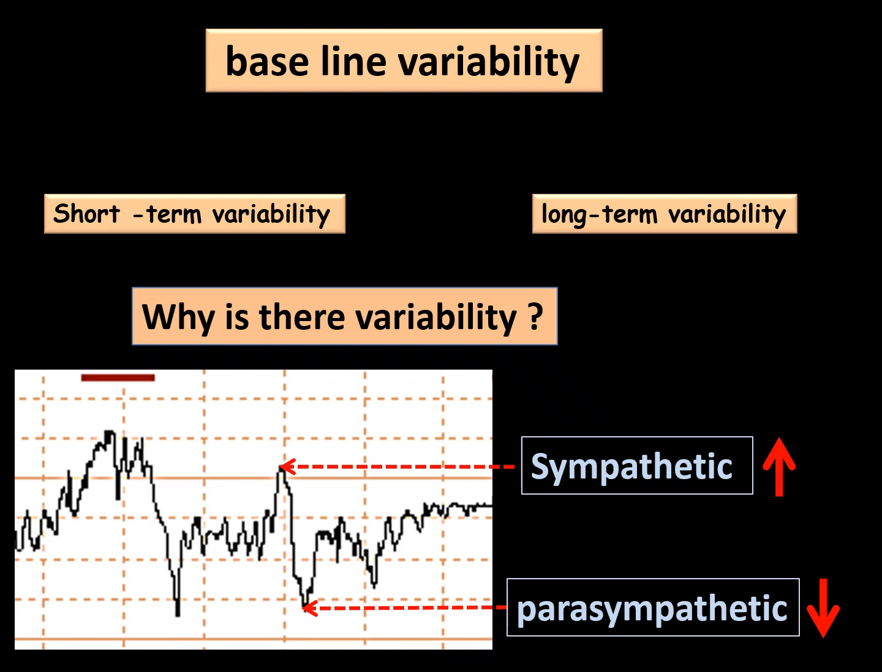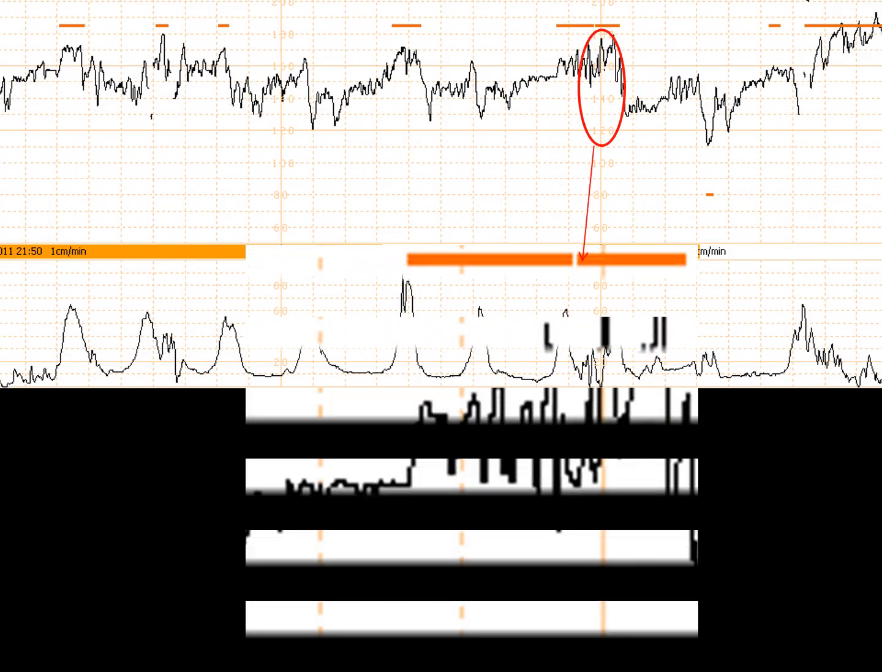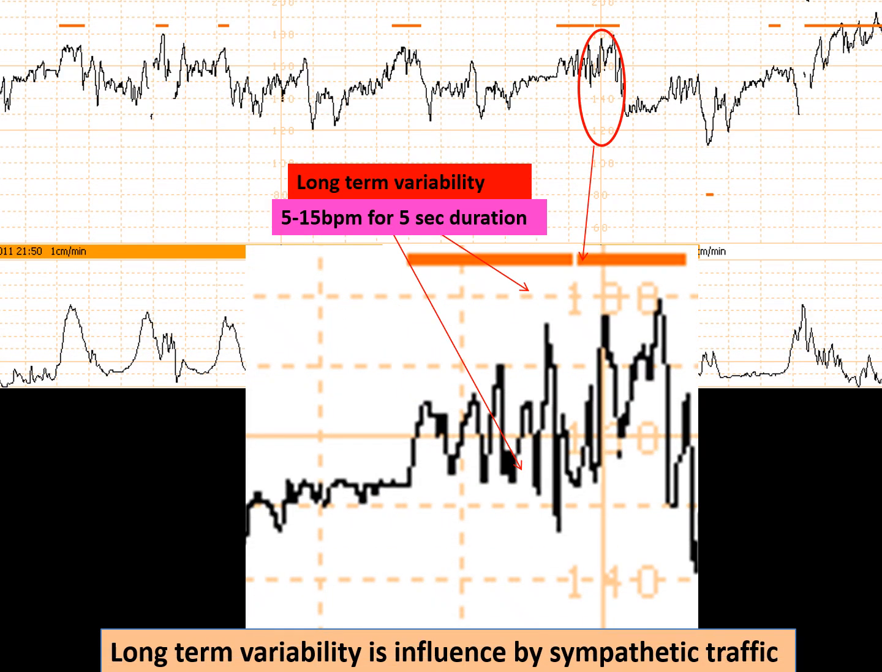Fetal heart rate variability is influenced by the sympathetic and parasympathetic nervous system. The long-term variability is primarily regulated by sympathetic activity, which is directly influenced by the cardioregulatory and respiratory center in the brain. As we mentioned, the long-term variability is influenced by sympathetic traffic. The long-term variability is considered to be normal if it oscillates 5 to 15 beats per minute for 5 cycle duration, whereas the short-term variability is 2 to 5 beats per minute.